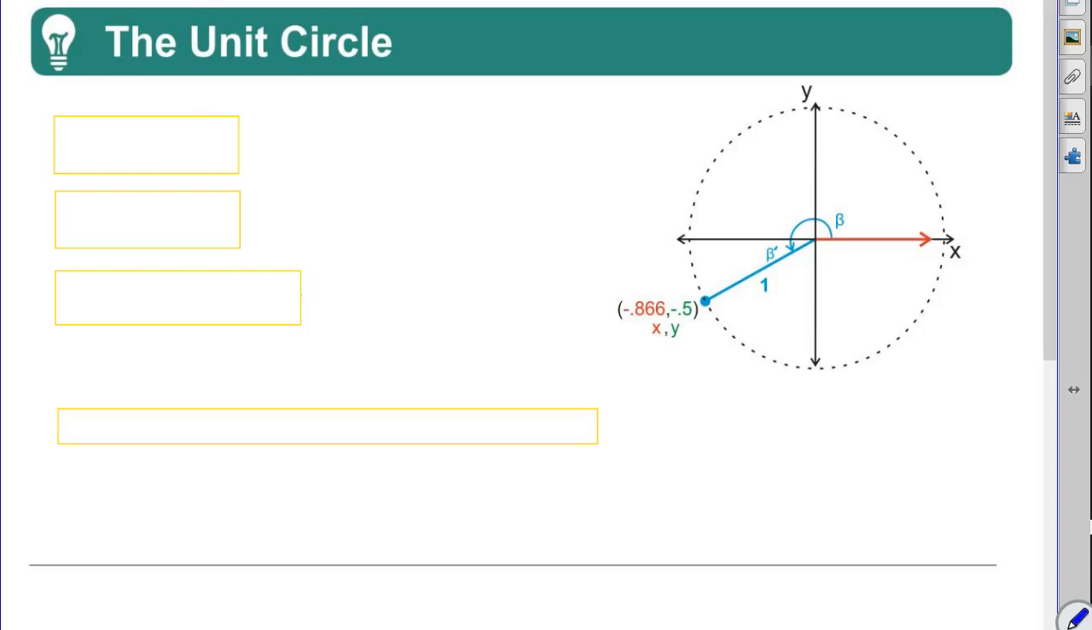Okay, so this is Algebra 2 and a quick review. This is the unit circle. The key about a unit circle is the radius is 1. You can see that's listed right there. So the radius of a unit circle is 1. That makes things very, very easy.